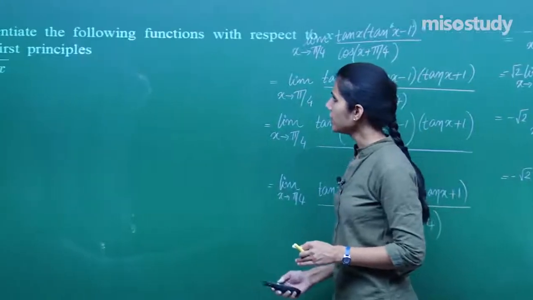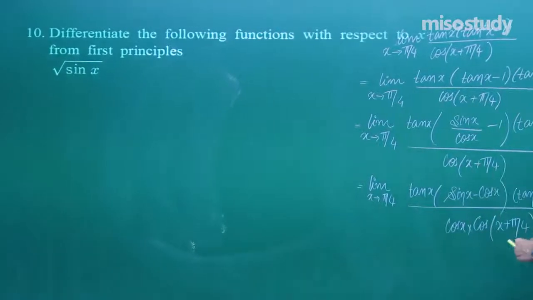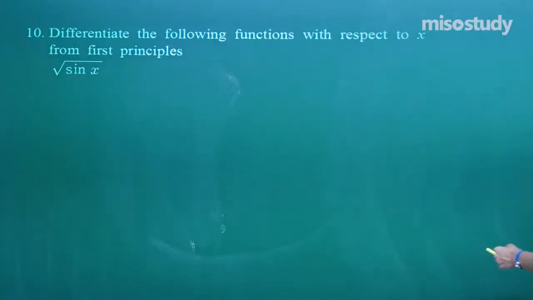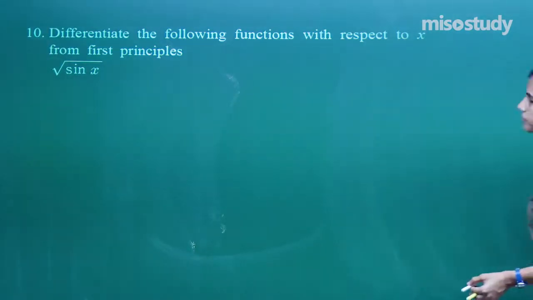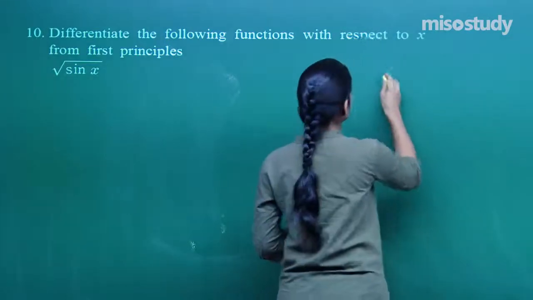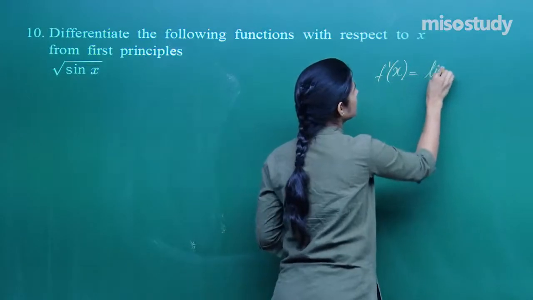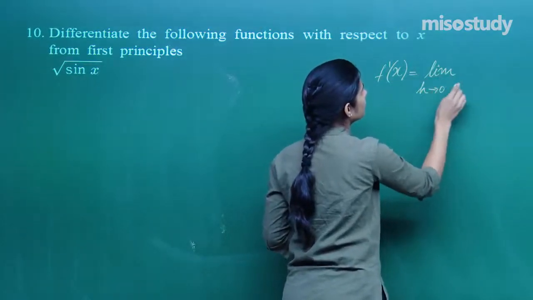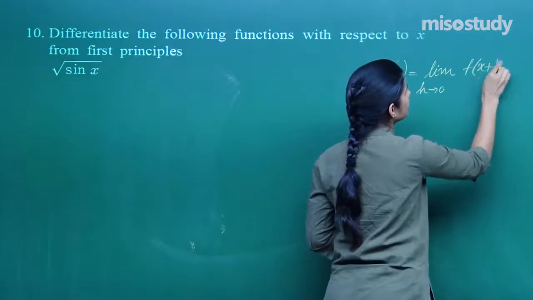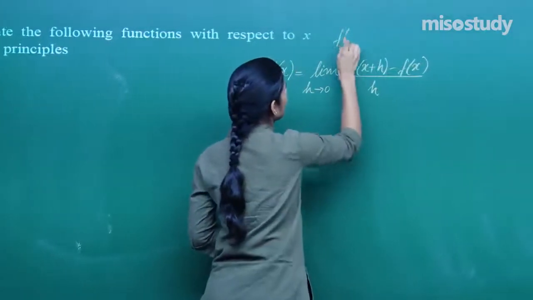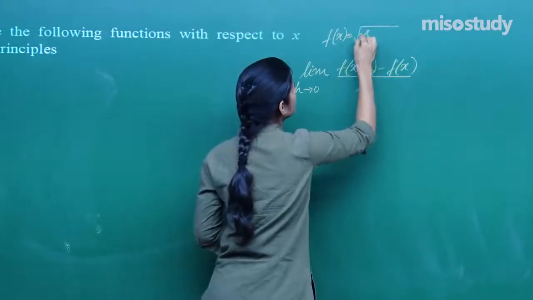Moving to the next question, we have: differentiate the following function with the help of first principle, root sin x. Let's start. We just apply the right hand derivative approach in order to compute the derivative. So, f dash x is limit h tends to 0 of f of x plus h minus f of x, whole upon h. Here f of x has been taken as root sin x.